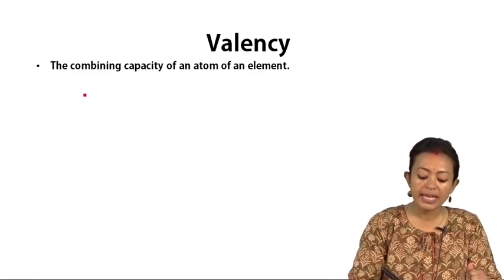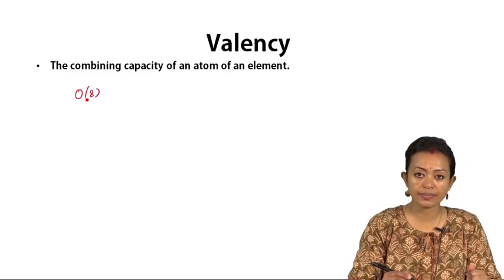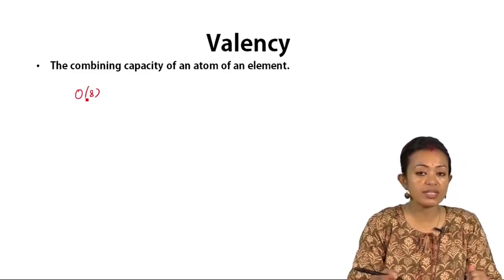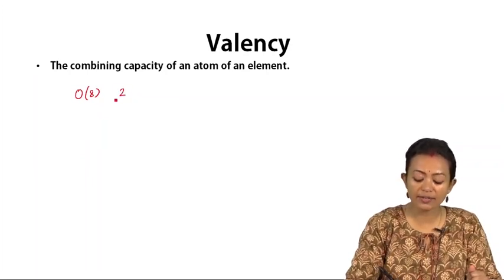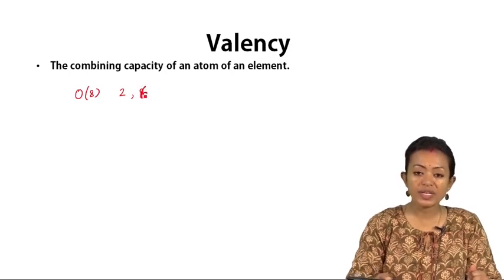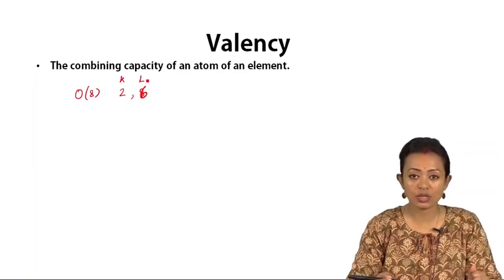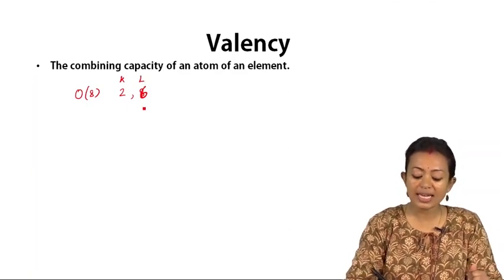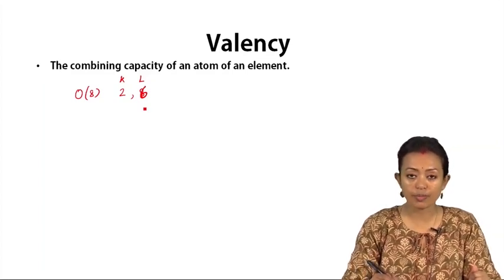Now, for example, if we take oxygen, we know that oxygen has 8 electrons. So if I have to find out the valency of oxygen, we have to arrange it according to the electronic configuration, 2 and 6. So we see that in the K shell it has 2, and in the L shell it has 6. So 6 is the number of electrons present in the outermost orbit.